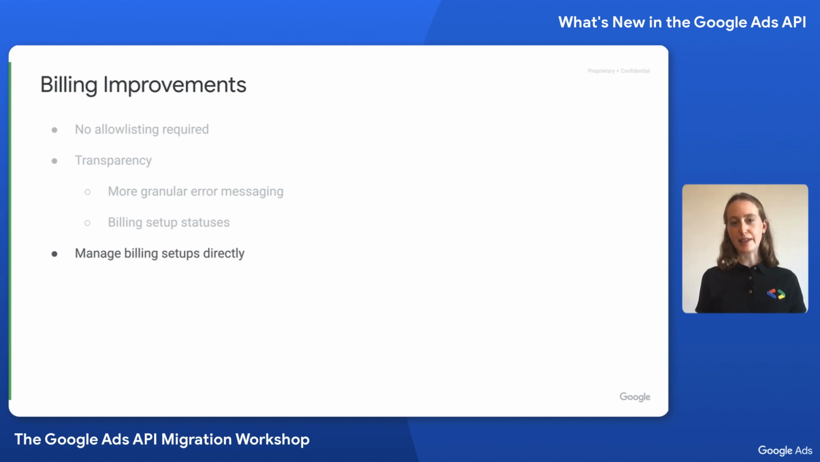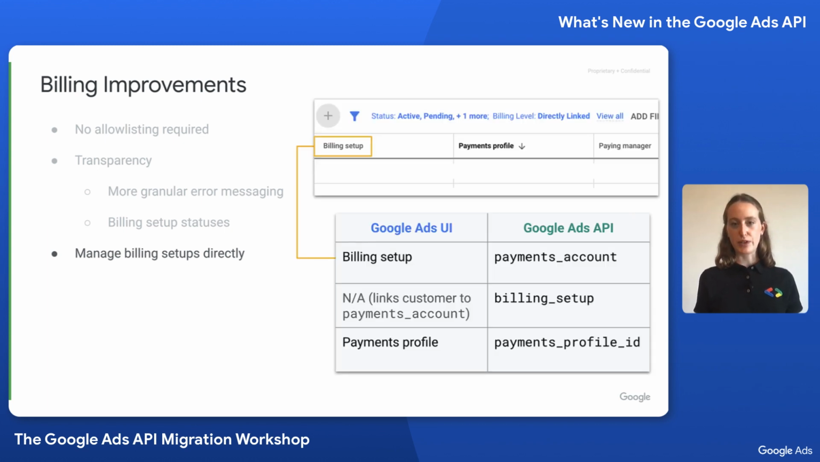The last billing improvement that I wanted to call out is that you can now manage billing setups directly through the API. A billing setup represents a link between a Google Ads account and a payments account. Be careful not to confuse this with a billing setup in the UI, which maps to a payments account in the API. The API billing setup is specific to an ad account and represents the link between that ad account and a payments account.